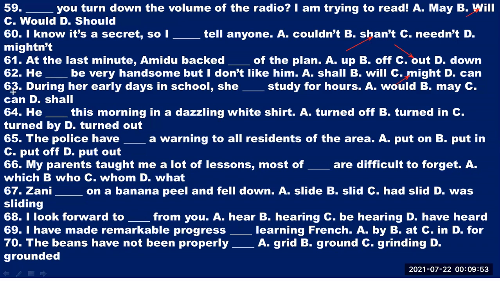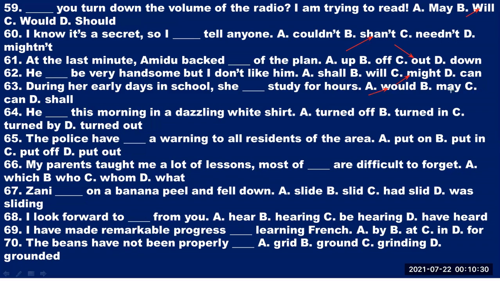Now, question number 63. During her early days in school, she dash study for hours. All right, she dash study for hours. A, would is correct because we use would when we are reporting a past habit, a habitual action in the past. And this is appropriate. During her early days in school, she would study for hours. That was what happened habitually. So she would is appropriate.